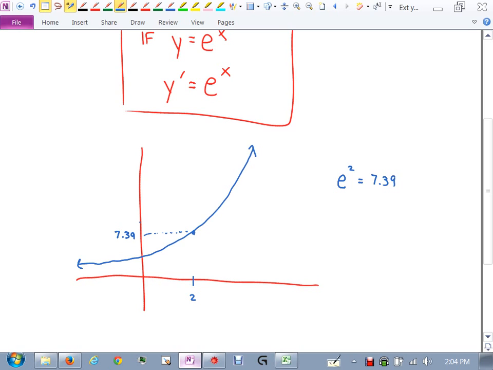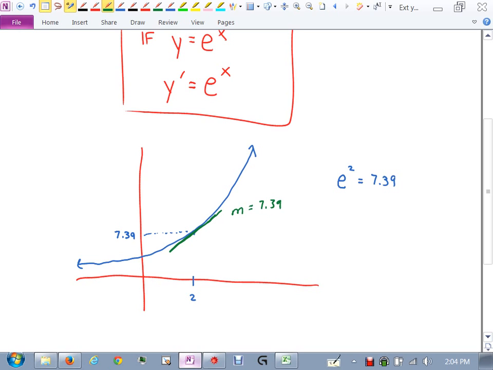Now, if I ask you, what's the slope of the tangent line here? What's that slope equal to? 7.39. Why? Because the slope is exactly equal to the height of the function there. Because it's its own derivative. It's the only function that behaves that way. Every point you go to, if you ask what's the slope, all you have to know is how high you are. There is no other function that does that, which makes it so unique.